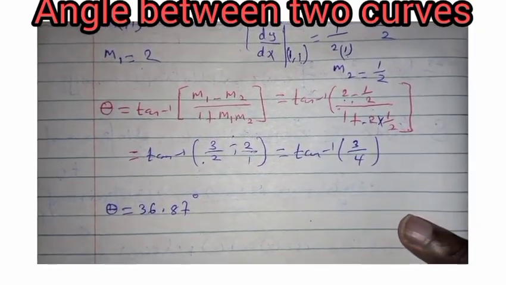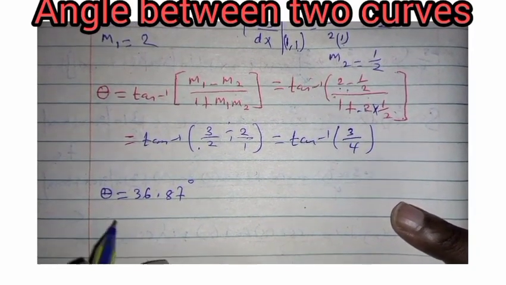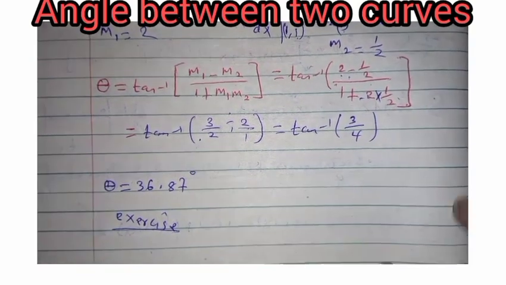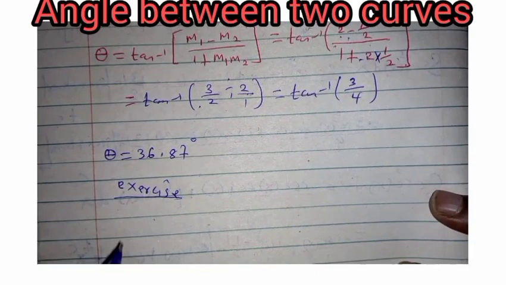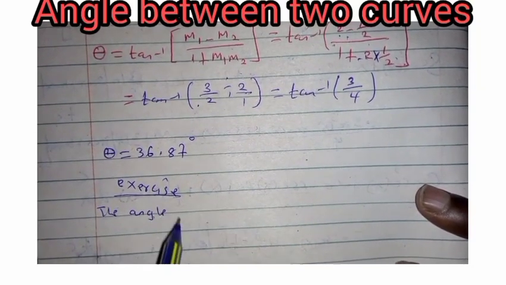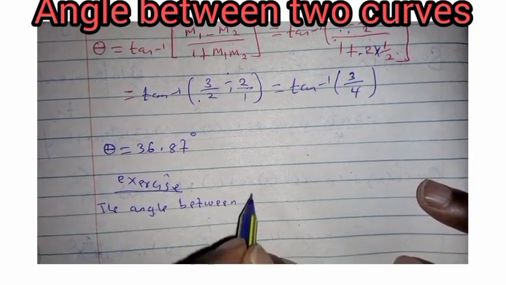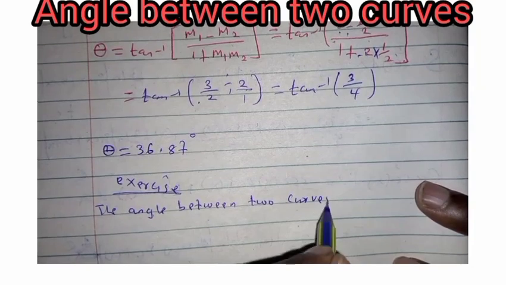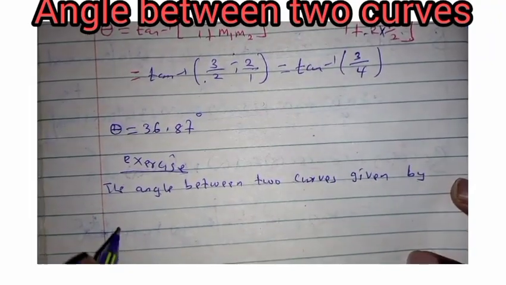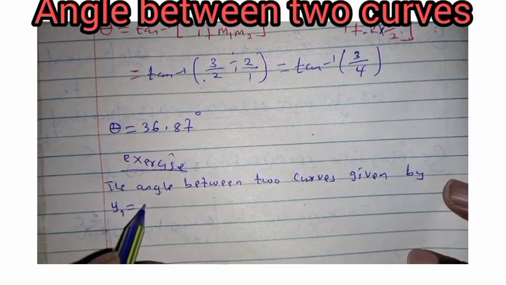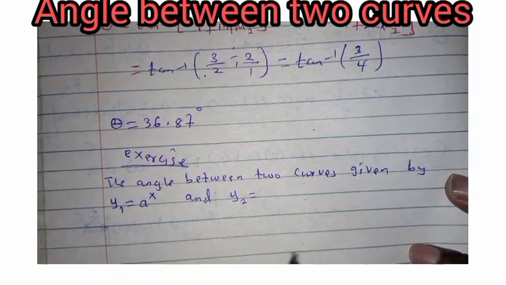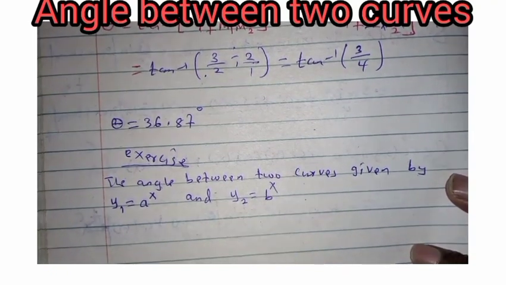So I want to give you a simple exercise for you to attempt, and also after attempting, you can send the solution so that I get to know. You are going to get the angle between two curves given by y1, the first curve, is equal to a power x, and y2, the second curve, is b power x.